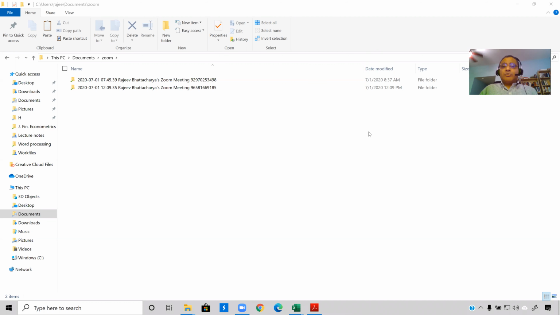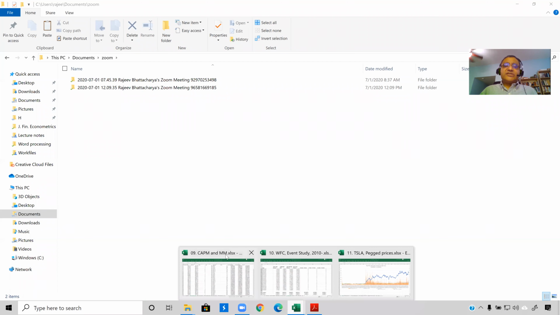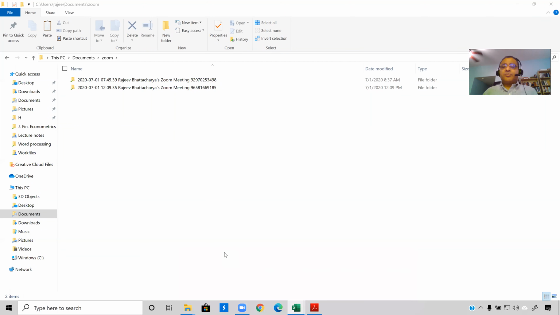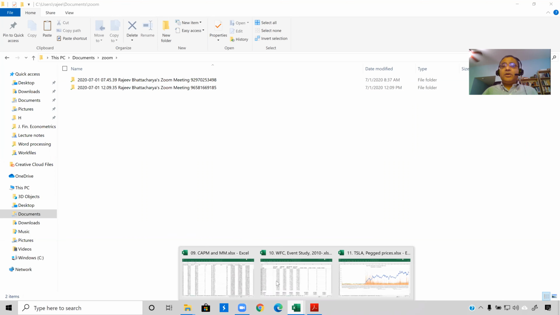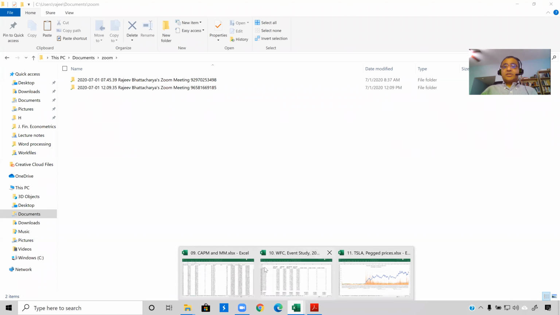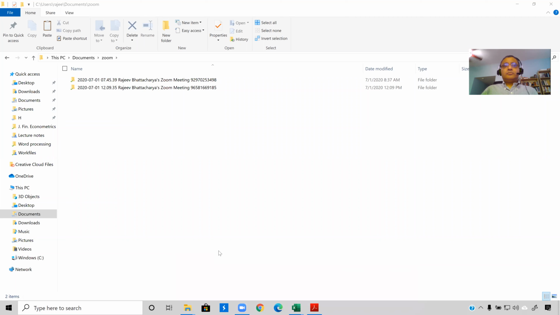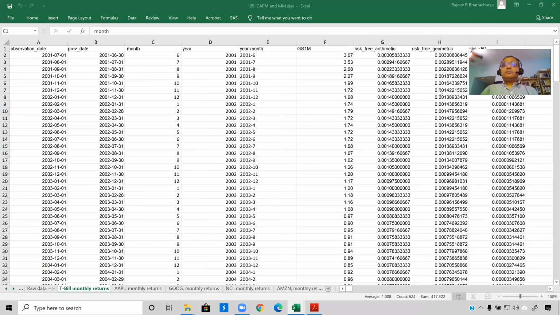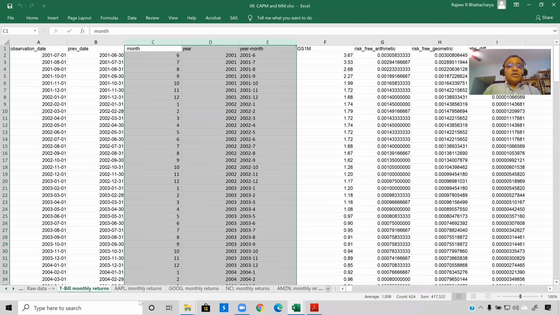So I'm going to now open this Excel file number 9, CAPM and MM. All right, here it is. In that particular file, to the right, we have all the raw data as we have seen before. These are all monthly data that we are looking at for this particular purpose.